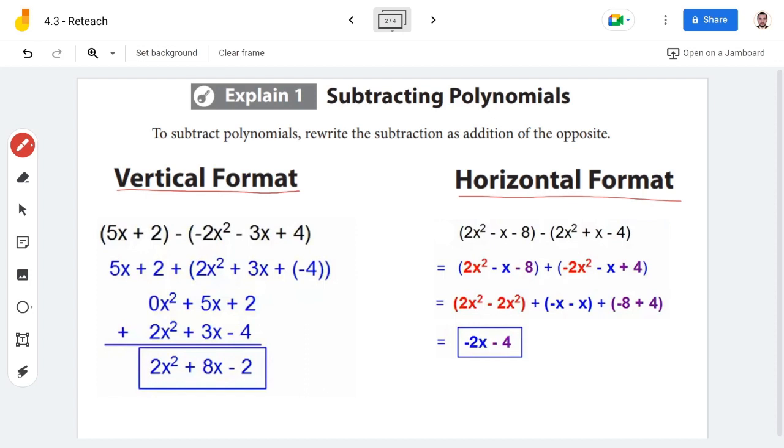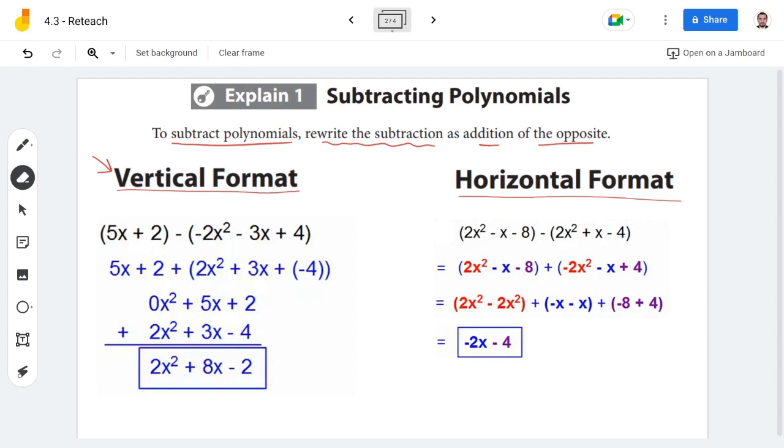Now, to subtract polynomials, rewrite subtraction as addition of the opposite. What does that mean? Look at this example here. Let's start with the vertical and you will understand what I'm talking about. In the previous questions, the question was saying this polynomial and other polynomial, and means plus. Here it doesn't say and, it just says minus between the two polynomials. So it's giving you directly what the question needs. So as you can see here, 5x plus 2 minus negative 2x. Easy peasy.